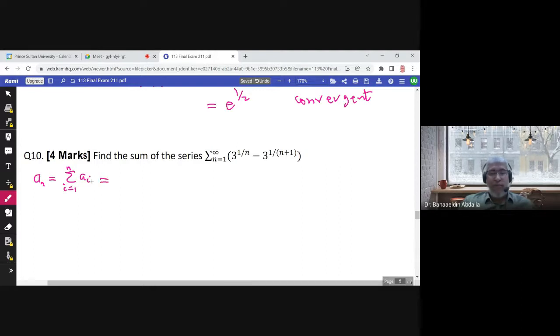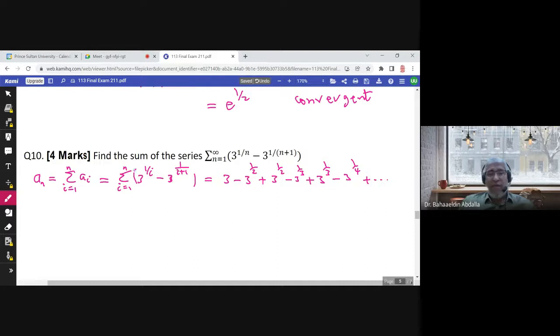So it is a1. Replace now, let me write it. It is summation from 1 to n, and ai is 3 to the power 1 over i minus 3 to the power 1 over i plus 1. When i is 1, I have 3 to the power 1 minus 3 to the power half. When i is 2, I have 3 to the power half minus 3 to the power 1 over 3. When i is 3, I have 1 over 3 minus 1 over 4, and so on.